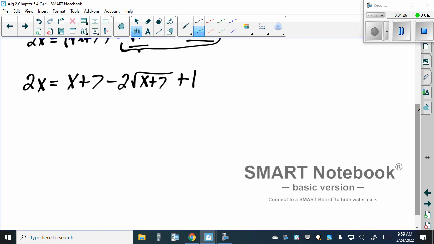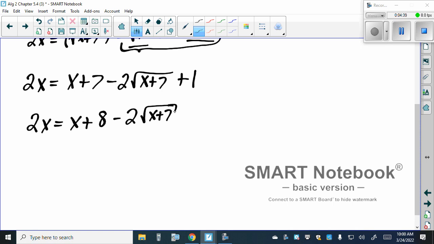Well, we can still combine like terms because our 7 and 1, which really just tells us that 2x is equal to x plus 8 minus 2 times the square root of x plus 7. Any questions on any of this here so far?